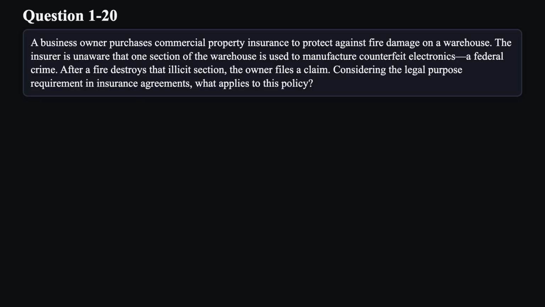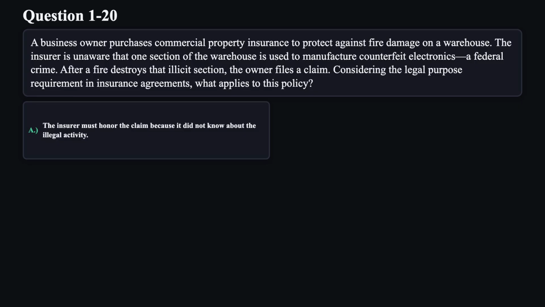Question 20. A business owner purchases commercial property insurance to protect against fire damage on a warehouse. The insurer is unaware that one section of the warehouse is used to manufacture counterfeit electronics, a federal crime. After a fire destroys that illicit section, the owner files a claim. Considering the legal purpose requirement in insurance agreements, what applies to this policy?